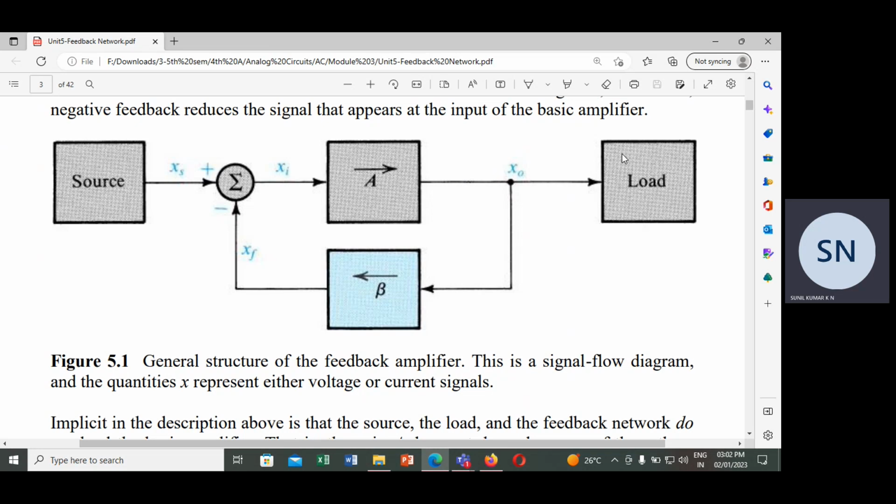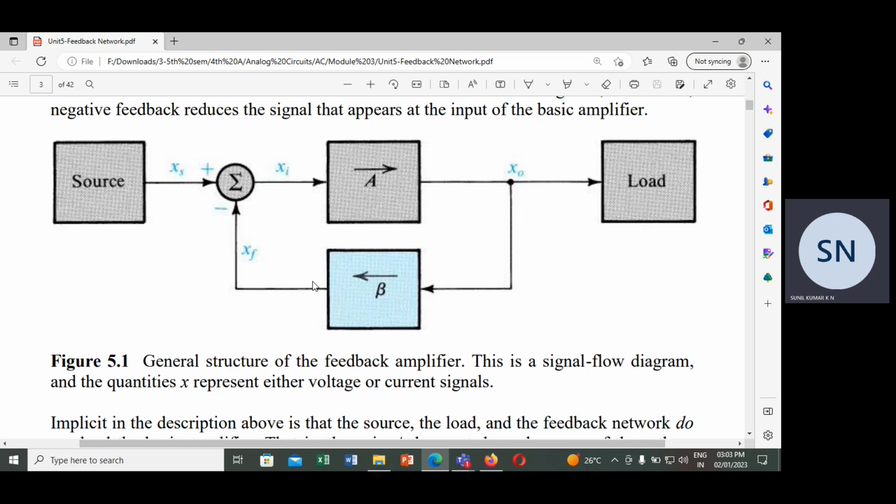This X naught will be connected to the load. The load can be the actual load or it can be the input impedance of the succeeding amplifier stage. Now you are going to connect one feedback network. This feedback network has a gain of what? Beta. This beta corresponds to the feedback gain. X naught is the output of the amplifier, and that output acts as the input to the feedback network. So X naught multiplied by beta gives the output, that is XF.